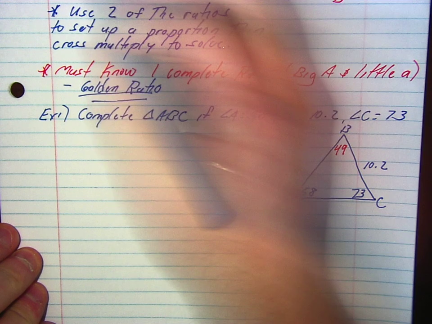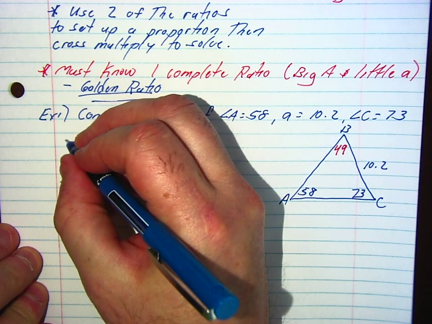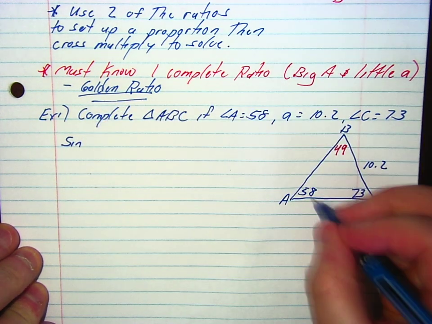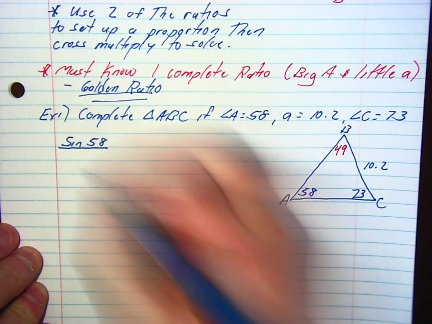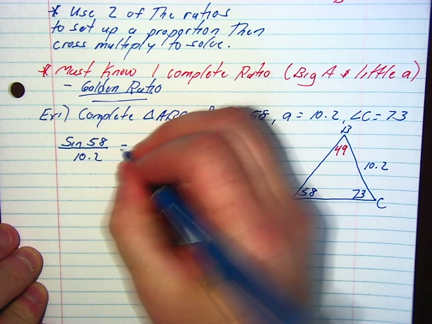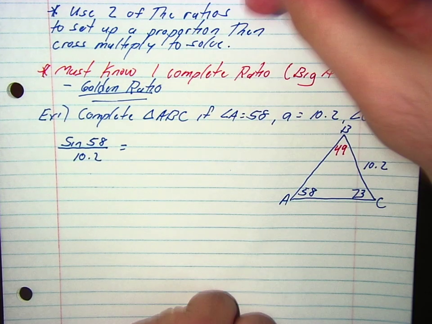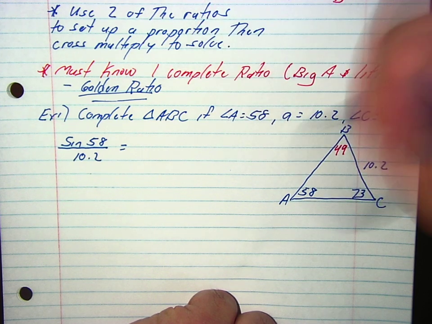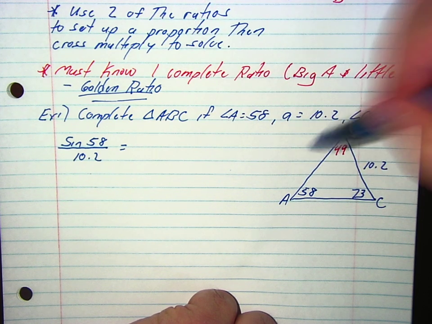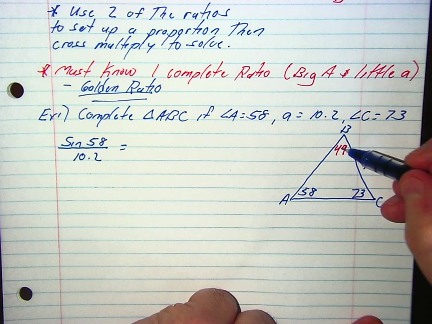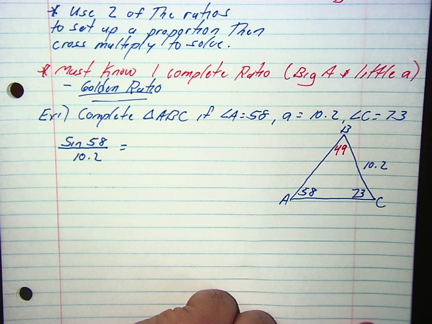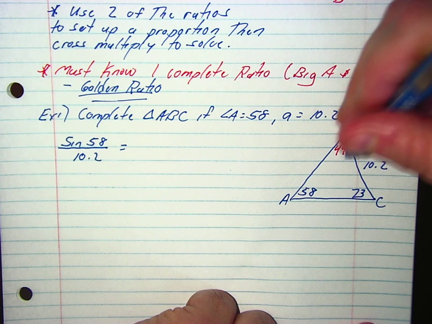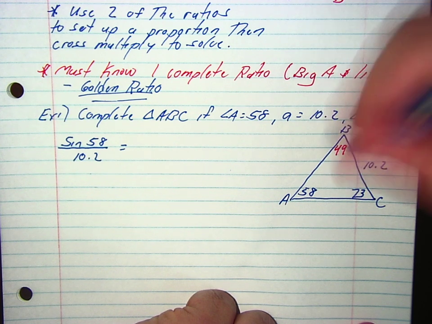So I know my A's, so I'm going to put them in. So I'm going to be able to say the sine of angle A, which is 58, over little a, which is 10.2, equals, and now I'm going to set it either equal to my B's or my C's, depending on what I have. Now, sometimes you'll have a choice, like you do here. You can put it B over B or C over C. So in this case, it doesn't really matter which one you do. Either would be good. Sometimes you won't have a choice. You're only going to have one other measurement, so you'll have no choice of which one you're going to do.